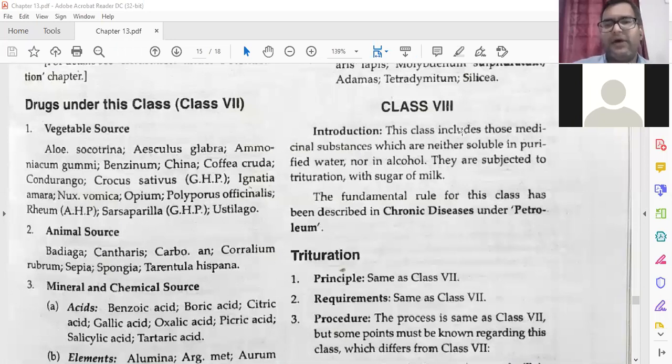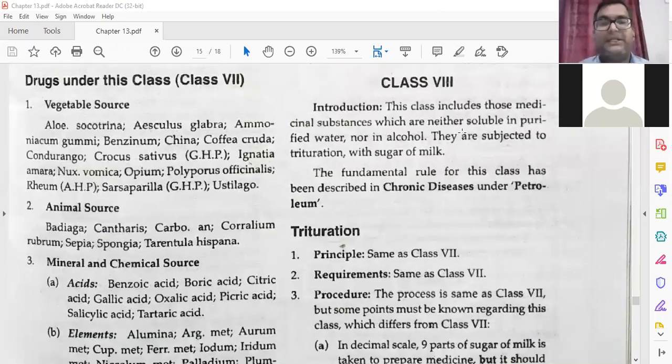Now we will come to class 8. This class introduced those medicinal substances which are neither soluble in purified water nor in alcohol. They are subjected to trituration with sugar of milk. This fundamental rule for this class has been described in Chronic Diseases under the drug Petroleum. Petroleum is also one drug in homeopathy. You will study it in Materia Medica later on.